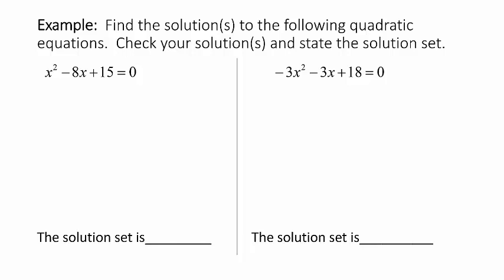So here are a couple of examples, and our directions are to find the solution or solutions to the following quadratic equations, check your solution or solutions, and state the solution set. Okay, so we will learn when solving these quadratic equations, we might have up to 2 solutions. We might have just one solution. It's a possibility to have no real solutions as well. But if the quadratic equation is factorable, and we're concentrating on that, we should be able to solve it. Okay, so in this first example, x squared minus 8x plus 15 equals 0.